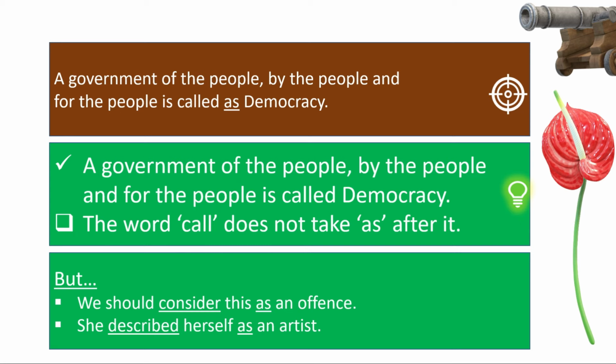We have exceptions. We should consider this as an offense. Now, when we use the word consider and describe, we can use as after them. She described herself as an artist. So, there is this possibility. But after the word call, do not use as. Okay, let's move on to the next one. That's number 9.